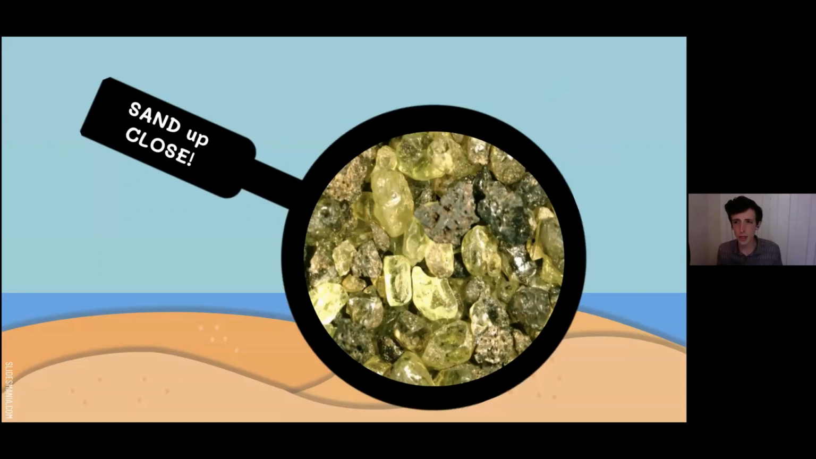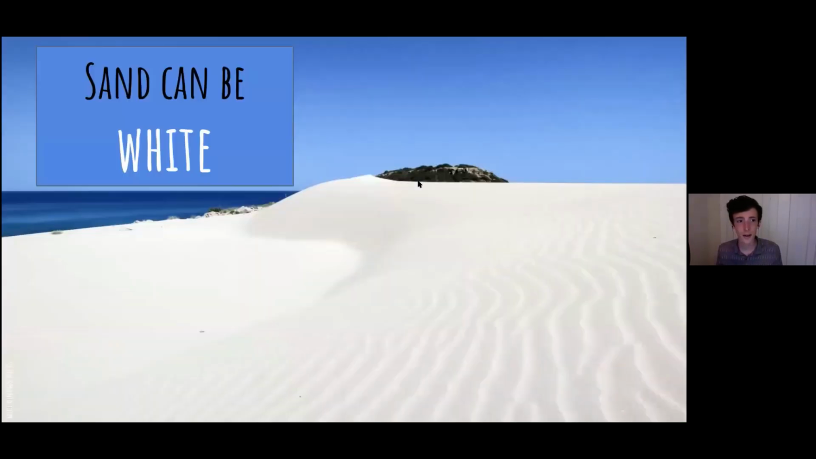But you have to get really close to see sand like this. So luckily we have our magnifying glass. So the beach is made up of hundreds and thousands and millions of little tiny pieces of rock. And that's super cool. All right. Sand at the beach doesn't have to be yellow. It can also be white.